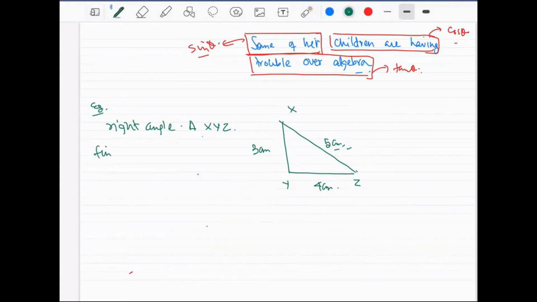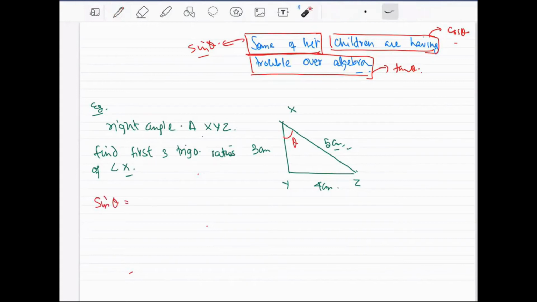The question asks to find the first three trigonometric ratios of angle X. It specifically says which angle to take in order to find the trigonometric ratios. It says angle X, right? So let's take angle X as theta because the question says angle X. What will be sine theta? What's the formula for sine theta? According to some of her, it will be opposite by hypotenuse, right?